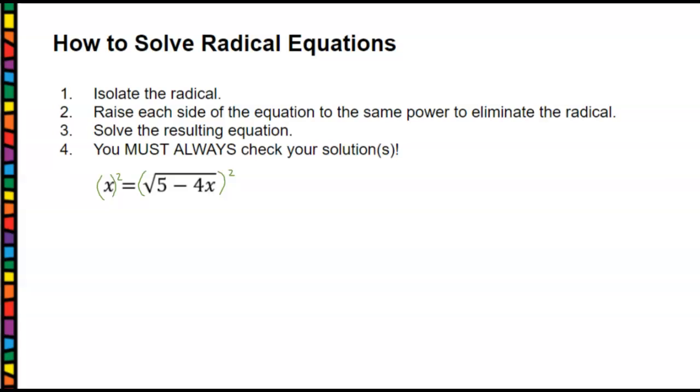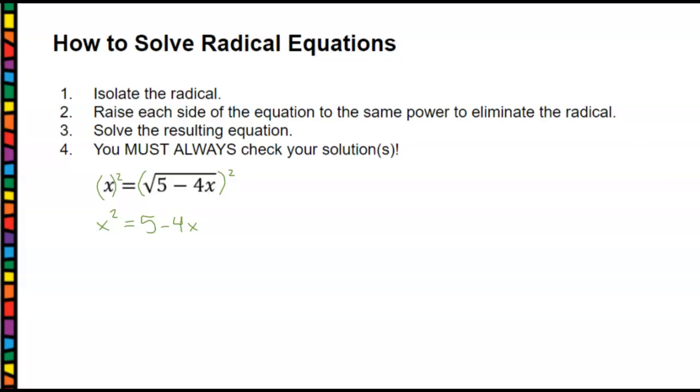Remember, what I do to one side, I have to do to the other side. That gives me an equation that looks like x squared on the left side, and on the right side, the square rooting and the squaring are going to undo each other. Remember, that's why we did it. So what's left is everything underneath that radical. So the radicand is what is left when we take it to the power of the index.